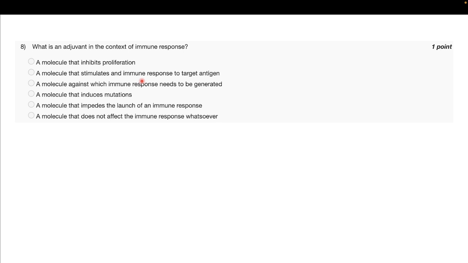Let's look at the next question. Next is, what is an adjuvant in the context of immune response? I'll wait for a few minutes for you to read the options and answer.